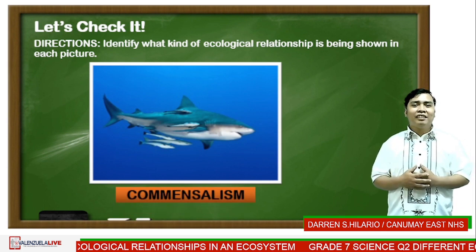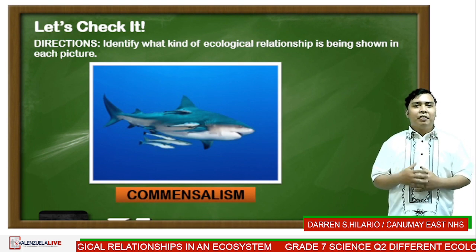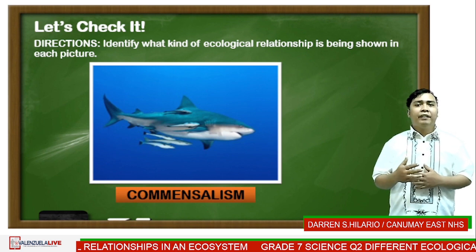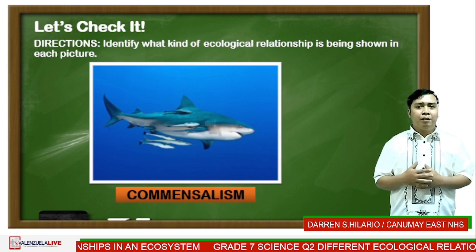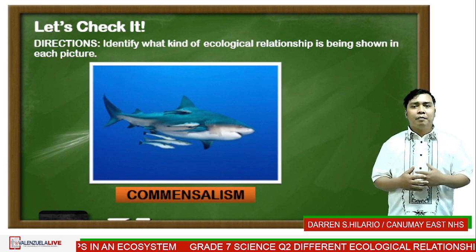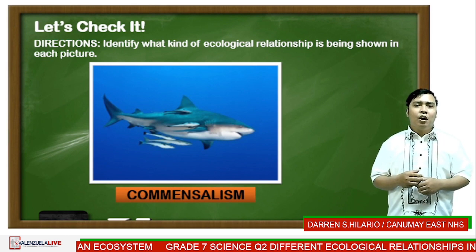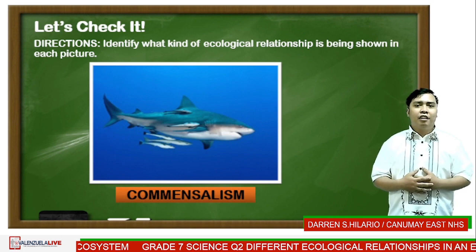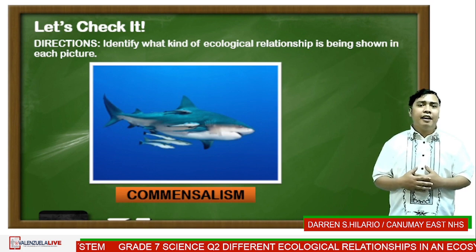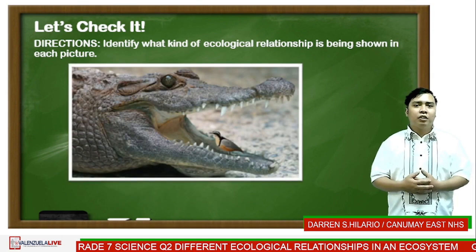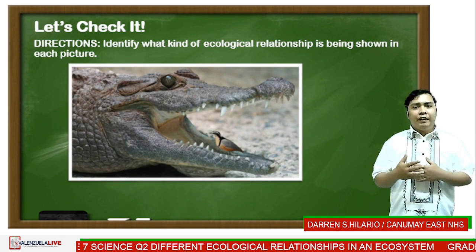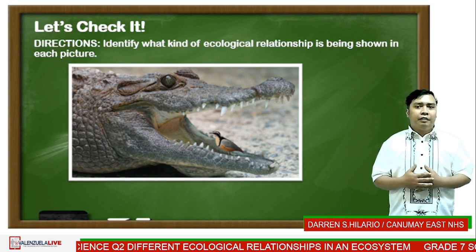And the answer is commensalism. Remember, remora fish have a disc on their heads that make them able to attach to larger animals, such as sharks, mantas, and whales. When the larger animal feeds, the remora detaches itself to eat the extra food. In our third situation, the bird feeding on a crocodile's mouth or teeth.